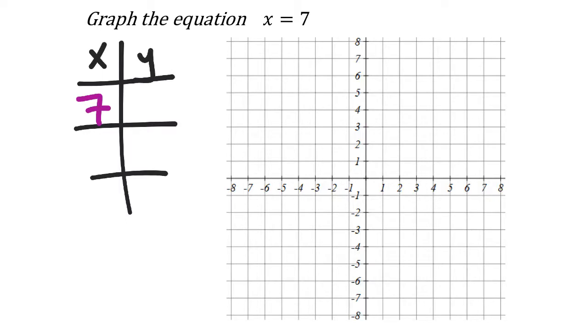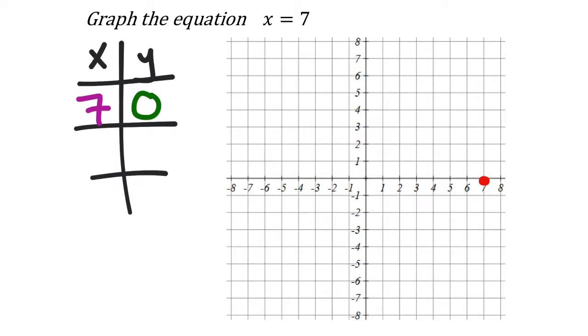Well, what does that mean its y value is? Doesn't matter, as long as x is 7. So you could say, well, I'm going to choose 0 for y. Okay, x is 7. And that gives us this point. X is 7, y is 0. Bam, right there, right? On the graph.